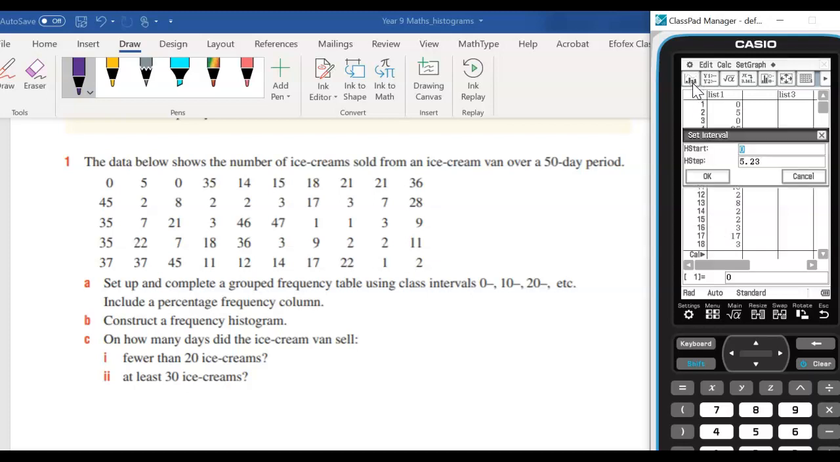So then we go to this graph screen, and we've actually told it we want it to be a histogram.